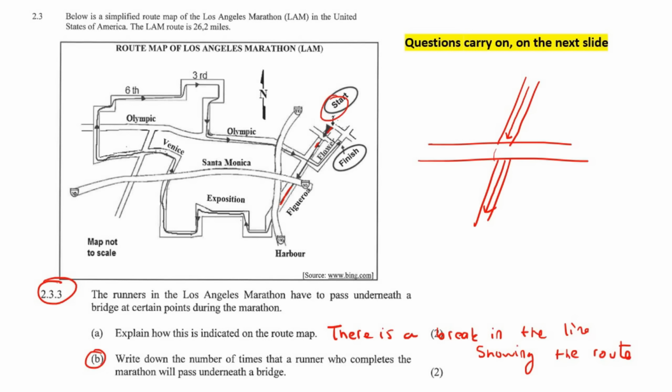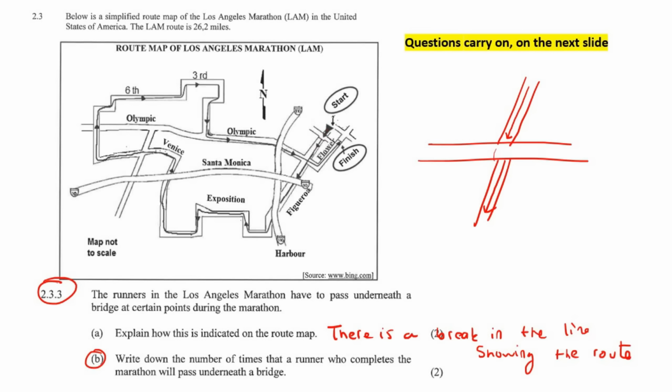This question says, write down the number of times that a runner who completes the marathon will pass underneath a bridge. So this part in the beginning here is quite confusing. It looks like there's a bridge there, but then they've got this big black arrow, and I think what they're trying to show us there is that they're going over that part. Okay, so that's not going to be a bridge.